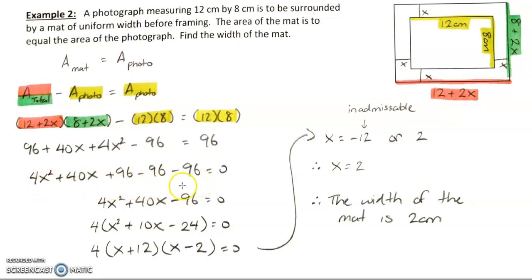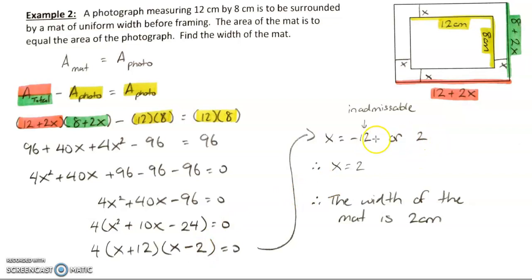And after simplifying this, I get what looks like a complex trinomial, but I notice that the 4 can come out of each of the terms. So I factored out a 4, and it makes it a much easier simple trinomial that I can then factor. Two numbers that multiply to negative 24 and add to 10 are 12 and negative 2. And when I solve for those two, x is the opposite of this number, negative 12, and the opposite of this number, which is 2.